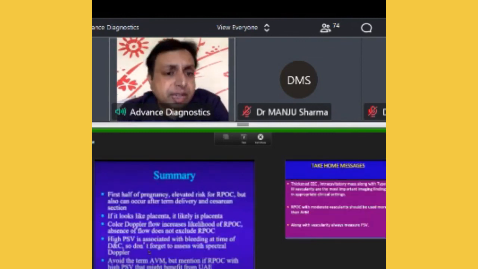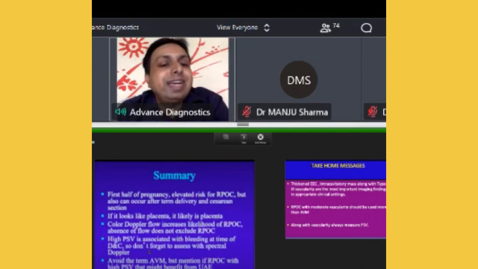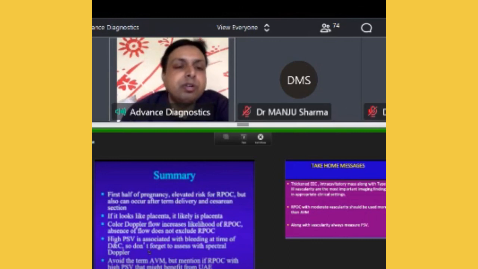So the summary of this talk before the take-home messages is that the first half of pregnancy carries elevated risk of RPOC, but it can also occur after term delivery and cesarean section. The other golden rule is if it looks like a placenta, it is likely to be a placenta, believe me. Color Doppler flow increases the likelihood of RPOC. Absence of flow does not exclude RPOC, as in a small percentage of cases we have avascular RPOC as well. High PSV is associated with bleeding at the time of D&C, so don't forget to assess the spectral Doppler. Avoid the term AVM; instead mention RPOC with high PSV, that might benefit from UAE, that is uterine artery embolization.